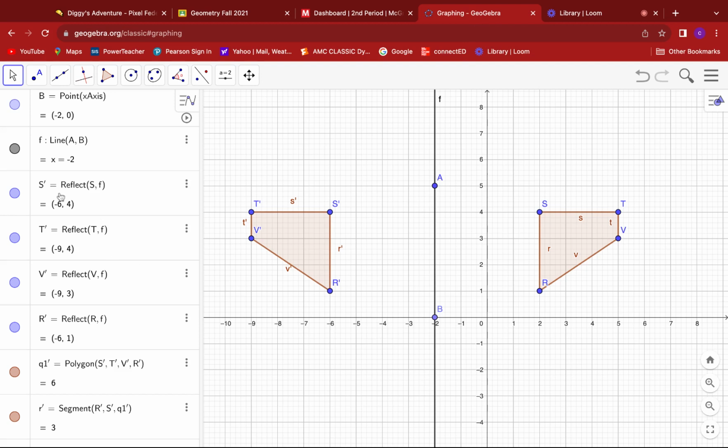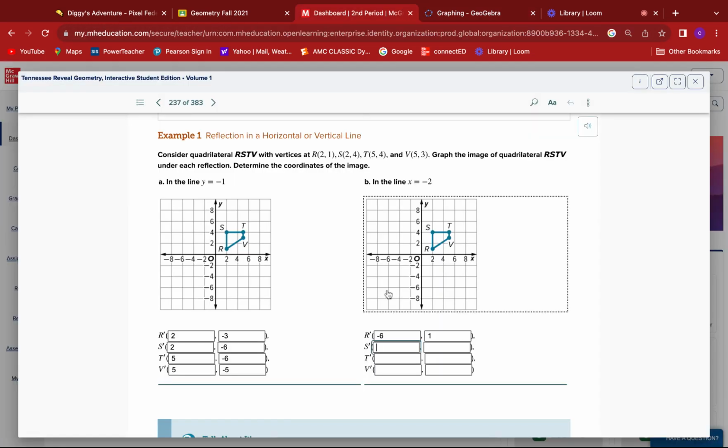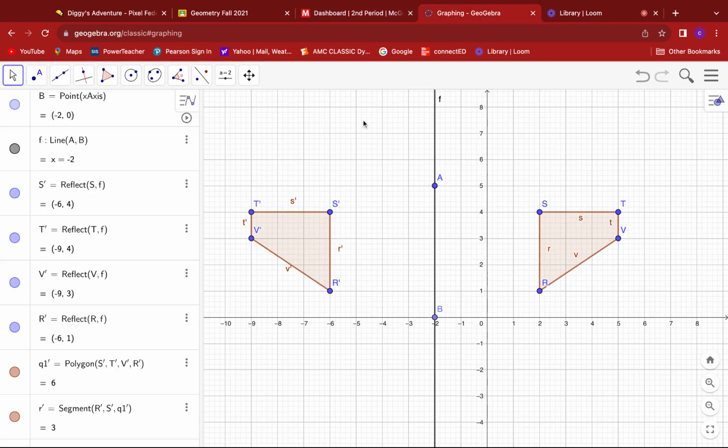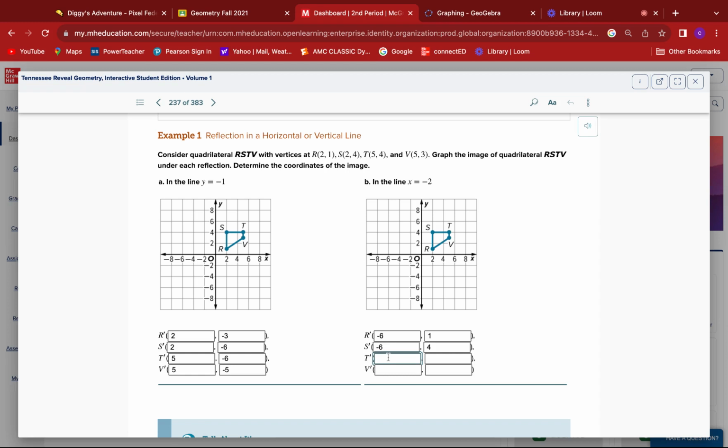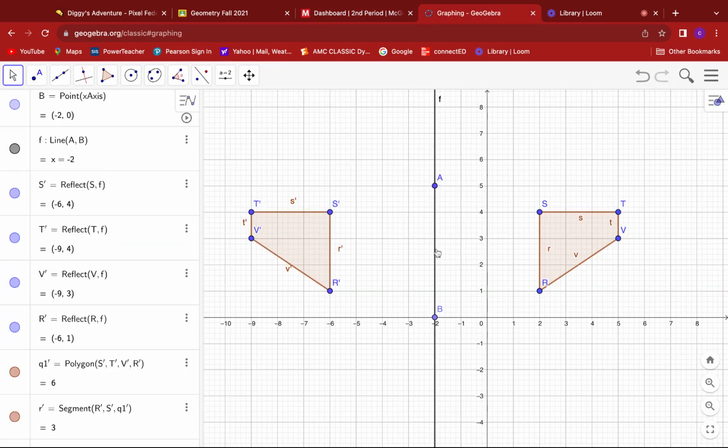All right, if you want to cheat it, it's over here, -6, 4. But that's going to be from the origin, left 6, up 4, -6, 4. All right. T is left 9, up 4. That's a -9, 4. B prime, left 9, up 3. So it's going to be a -9, 3.